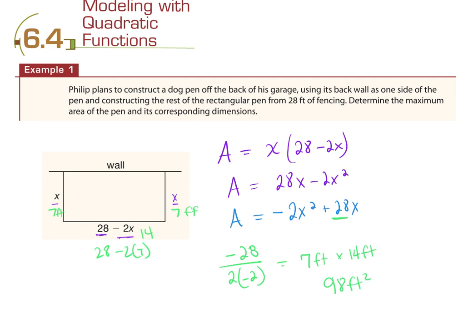All right? And so when they give you something like this, you're going to sketch it if it's something that you can sketch, and then you're going to calculate. Anytime you see the word maximum or minimum, they're really asking for the vertex.